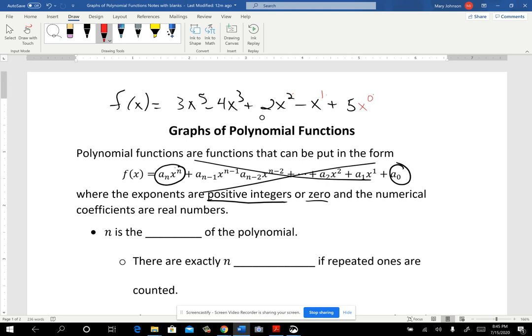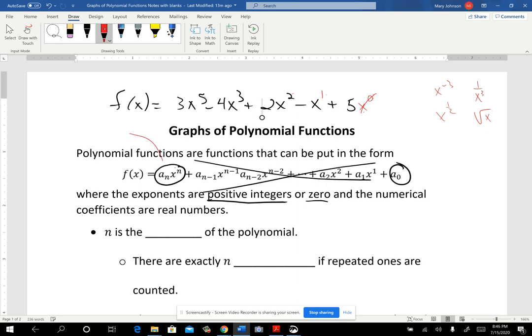They can't be negative. If you had x to the negative 3 in there, it would really be a rational function. They can't be fractional either. If you had fractions in there, they would be radicals. So to be a polynomial, you have to have exponents that are positive integers. They could be 0, but that wouldn't be written because x to the 0 is equal to 1, and so you wind up with just a 5.